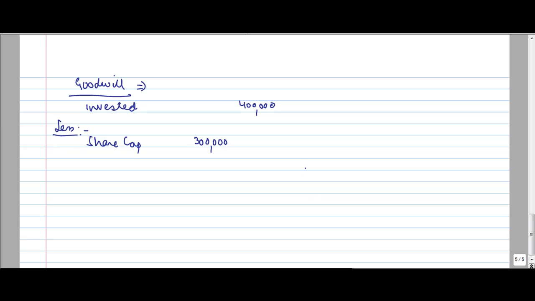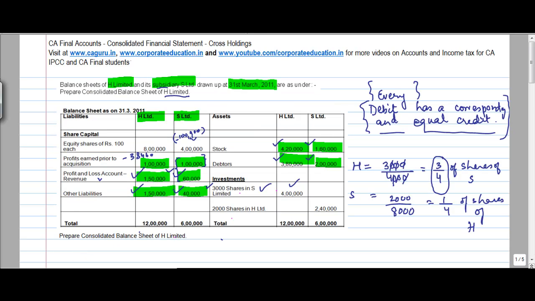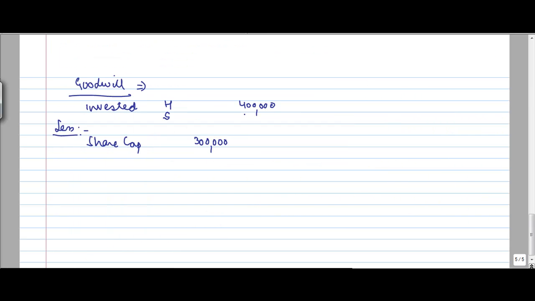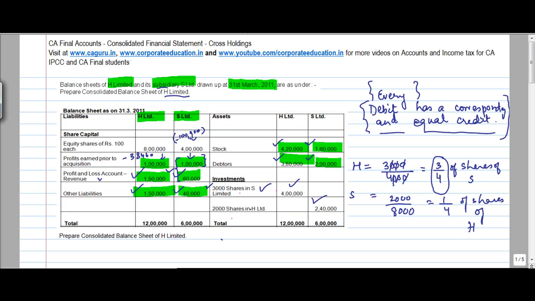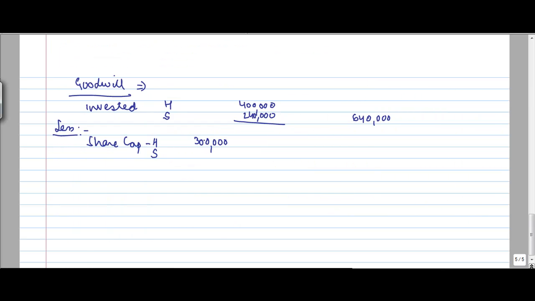Right? But then that means that there is certain other aspect also which needs to be taken care of. And what is that? Well, put in the investment of H Limited, you put in the investment of S Limited, which is 2,40,000. So 6,40,000 is the total investment that these two companies made. Share capital of H was 3 lakh. For S, how much did you get? 2,000 shares, sorry. So it becomes 2 lakh here. And you need to reduce the capital profits.